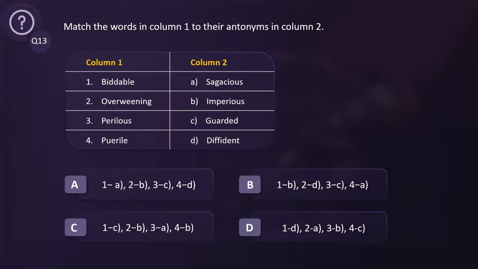So actually, we should do this in the exam. If I know that, let's say, C is the antonym of one, and there is just one option there, I have solved it. That's a very smart way to solve a match the following question.